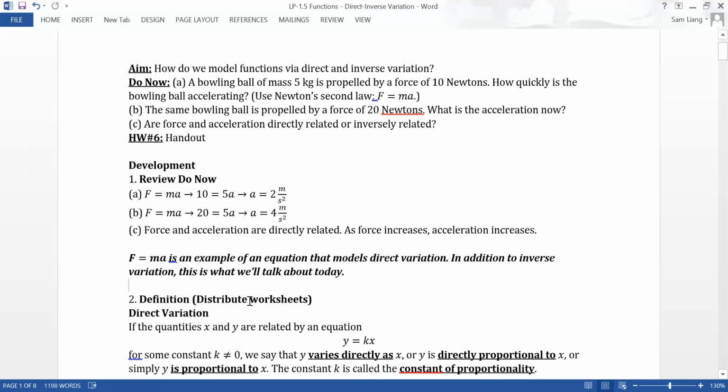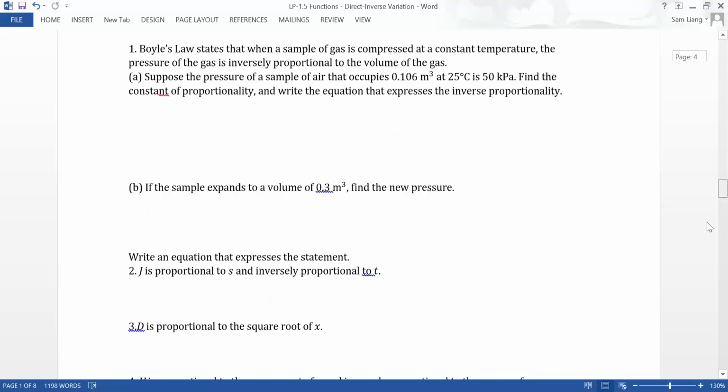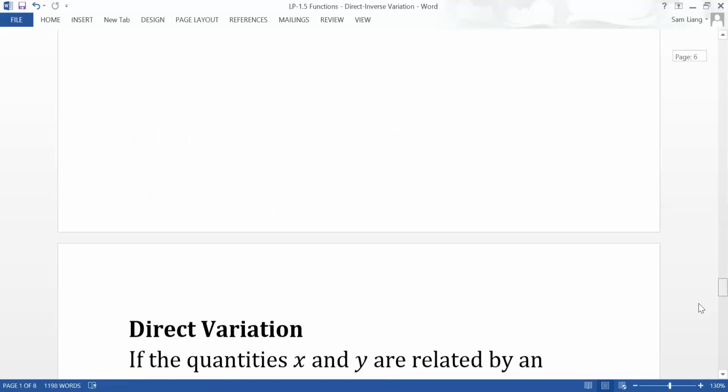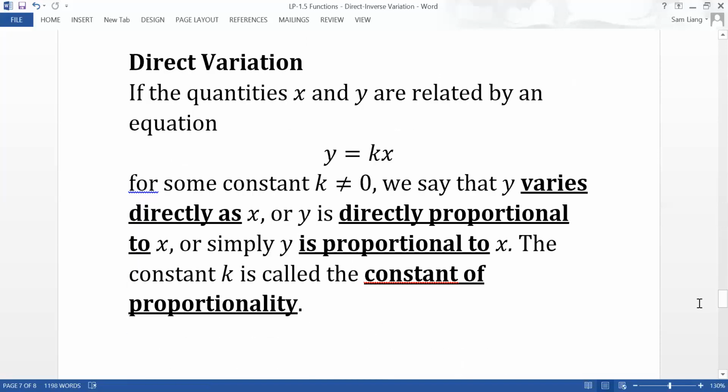Okay. Normally in class I would distribute worksheets, but since we're not in person, let me get to the definition. So just two definitions today. One is direct variation, the other is inverse variation. Okay. All right, I'm going to jump to the slides. All right. So direct variation.